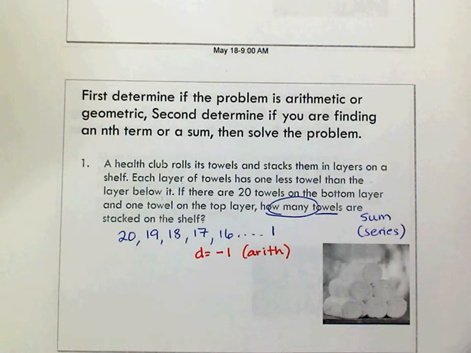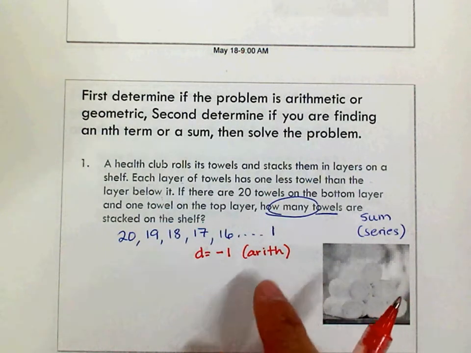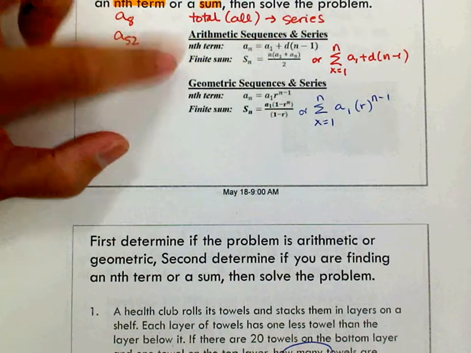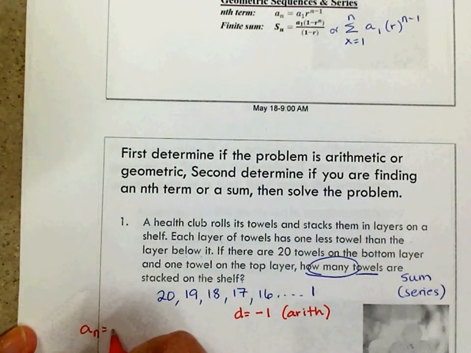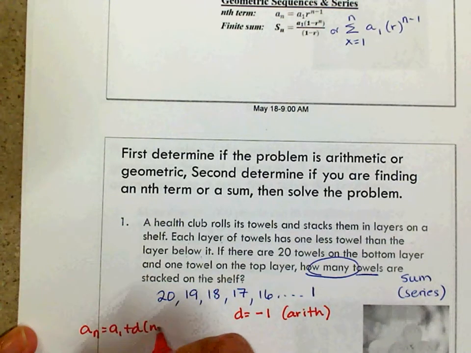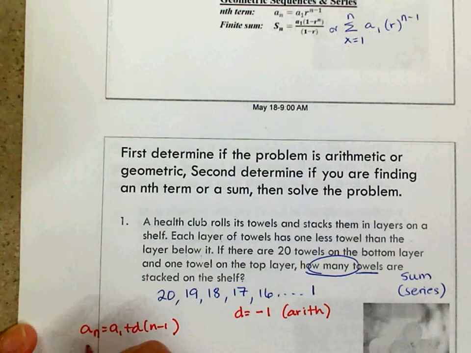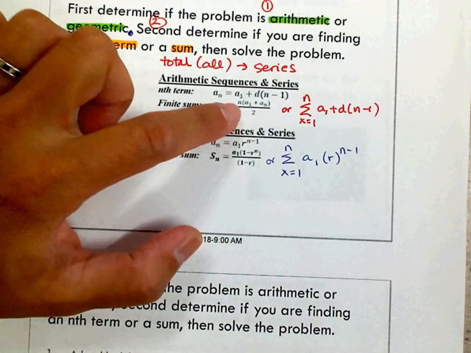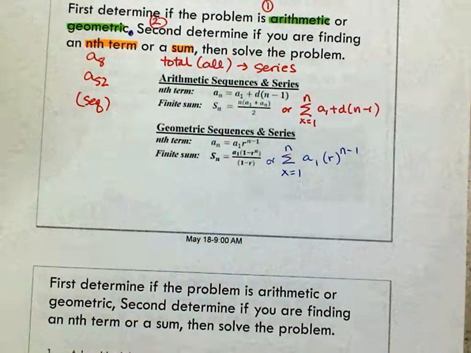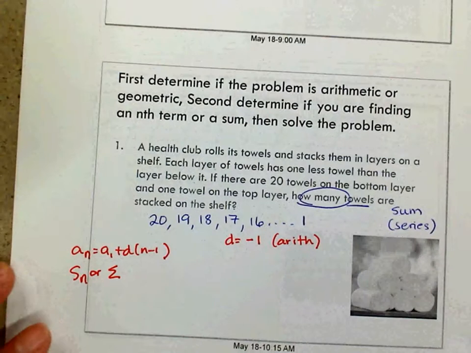And if it's arithmetic, I'm going to use one of these two. I'm either going to use a sub n equals the first term plus d times n minus 1, or you're going to use your S sub n, or your sigma, depending on which one. So either the one with a plus or the sigma. It does not matter which one you pick. All right, now let's go to the question.